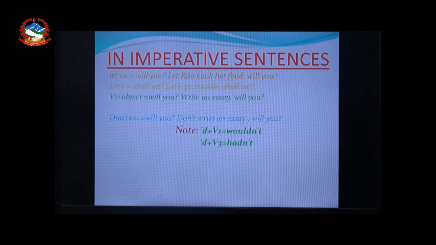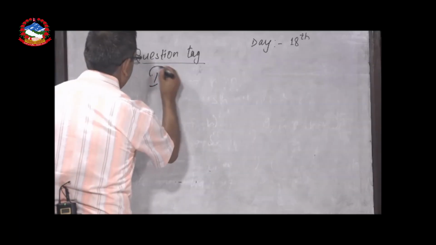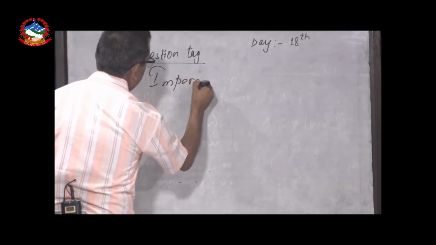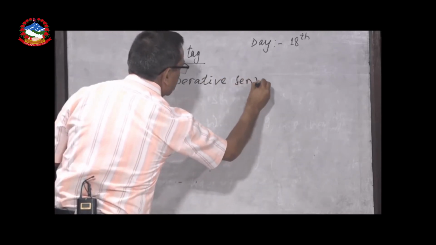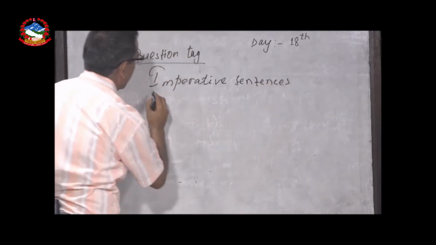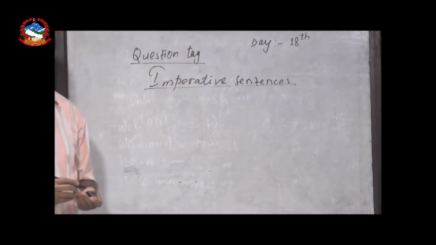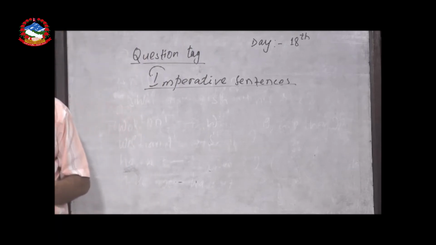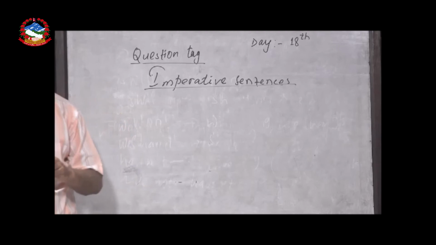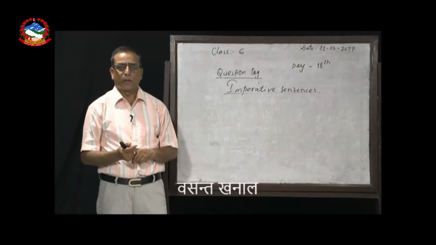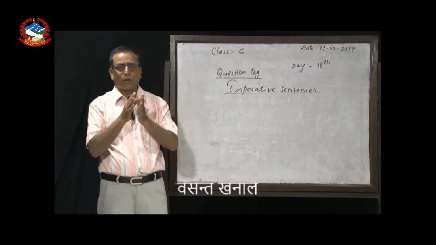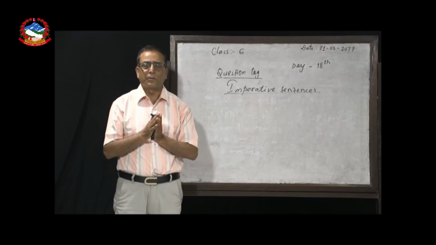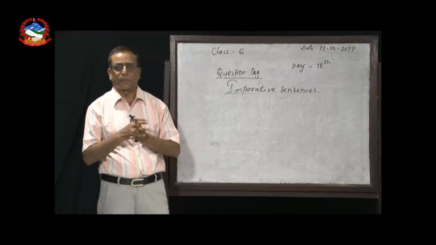Now, let's go to the imperative sentences. As you know, imperative sentences are command, request, order. These are all imperative sentences. Then how do we change the imperative sentences into tags?